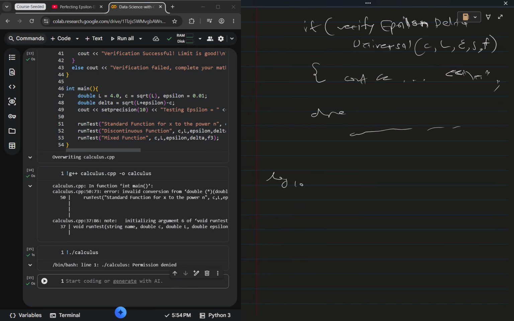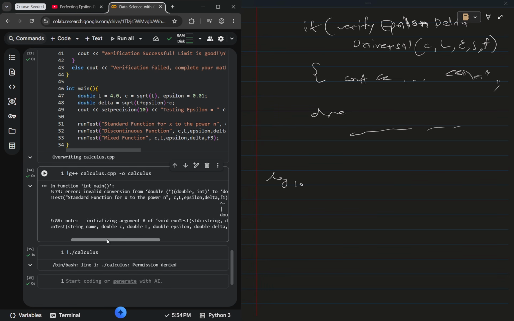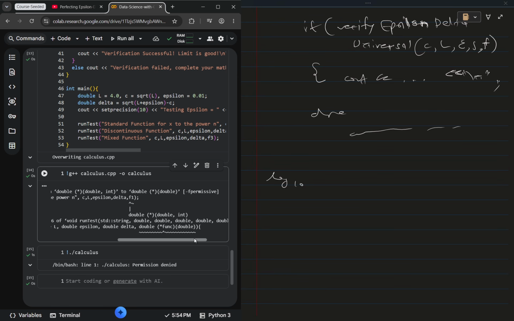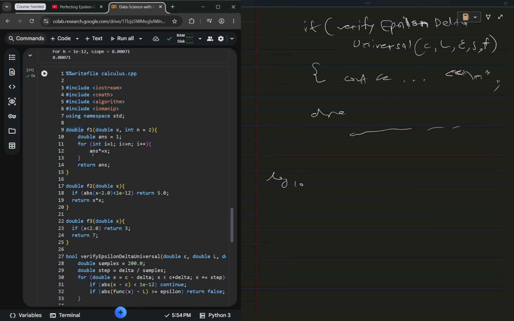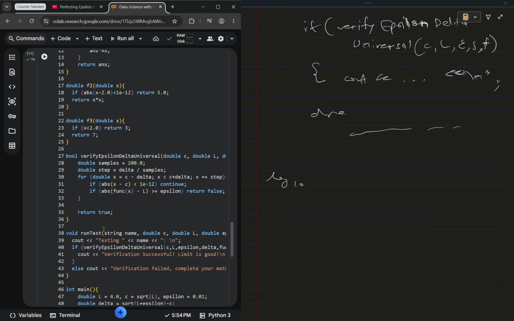Okay, so we are having a few errors. RunTest is standard function, double C, double L, double epsilon, double delta, double star function, double. Okay. Wait. Okay, so this is double as well. This is double. This is double as well.